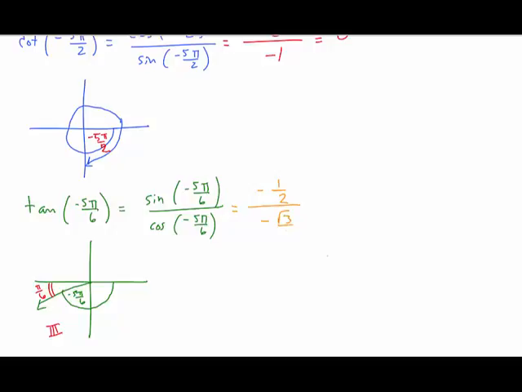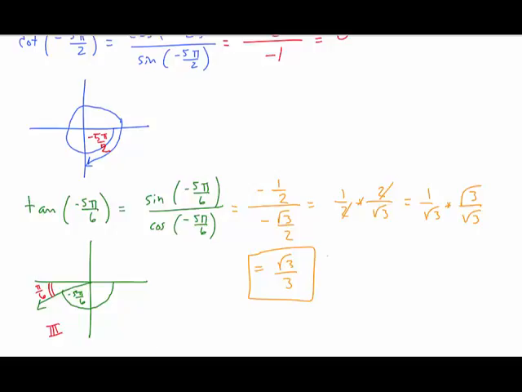Cosine is -√3 over 2 for that pi over 6. Now when you divide a negative by a negative, you get a positive. When you divide by a fraction, you multiply by the reciprocal. So I reciprocate √3 over 2. The 2's cancel, and I'm left with 1 over √3. Now we usually rationalize these denominators, so I'm left with √3 over 3. So the tangent of -5 pi over 6 is √3 over 3.